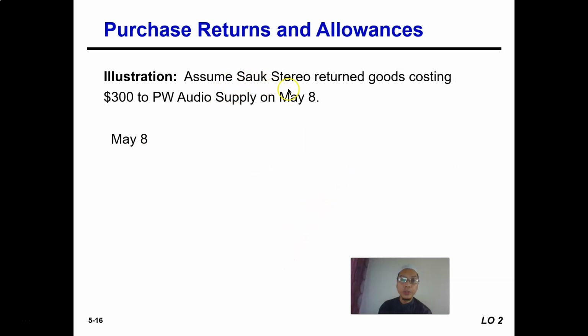So assume Soak Stereo returned some goods costing 300 to the supplier. Okay, so in Soak Stereo's account, they will deduct from the accounts payable by 300. They will debit the accounts payable, meaning that they will reduce the owing amount by 300, and they would credit inventory 300 because they have returned the items. Therefore, they no longer have the items, so they need to reduce their inventory level by crediting $300.